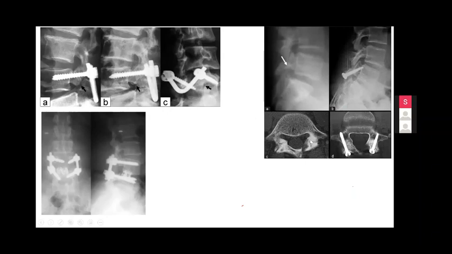The other way is using the lag screw, going across the defect. Or there is another way, which is to use a screw and a hook across your lamina, just compress across, one on this side, one on that side. But everything is to try and compress the defect and achieve union.